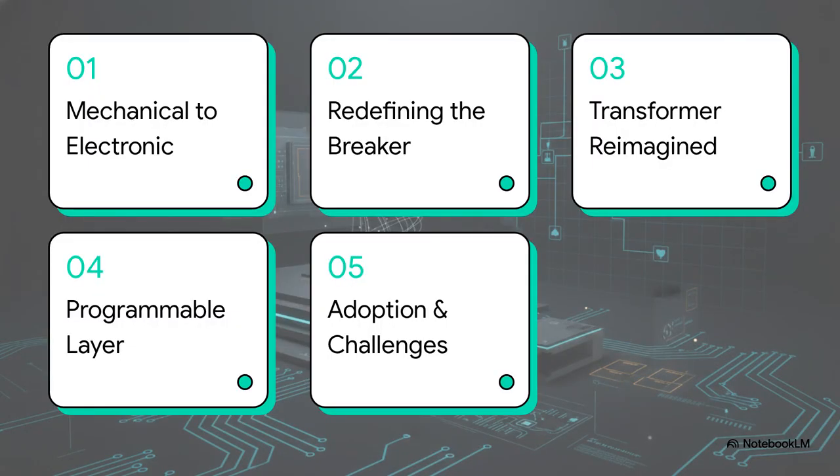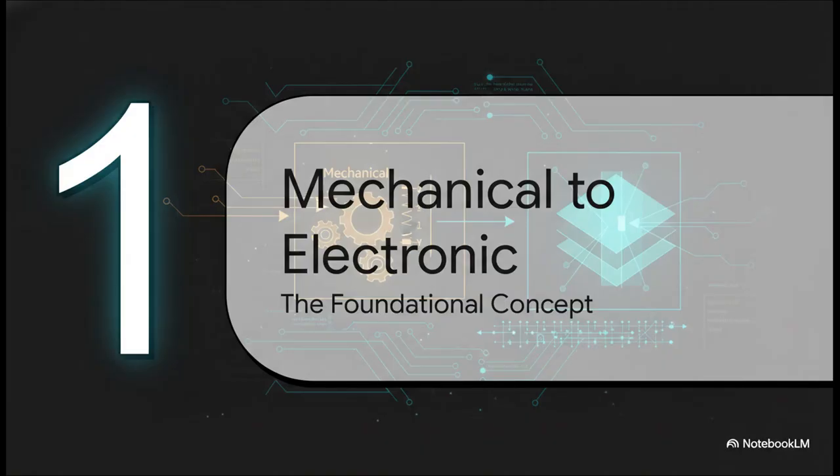We'll start by defining what solid-state means. Then, we will compare legacy and solid-state circuit breakers, followed by a similar analysis of transformers. From there, we'll examine the system-level implications of this technology. We'll conclude with the current adoption pathways and the key challenges that remain. So let's begin with the core principle driving this shift.